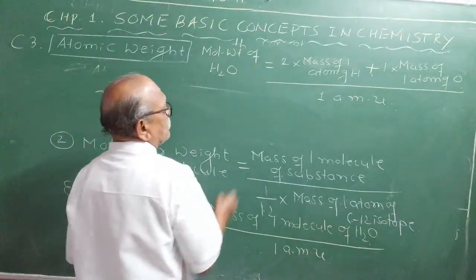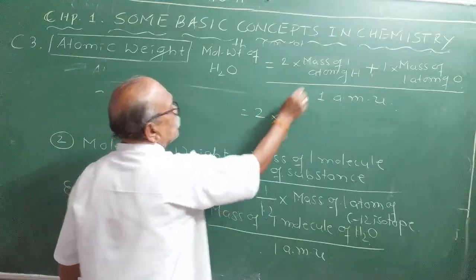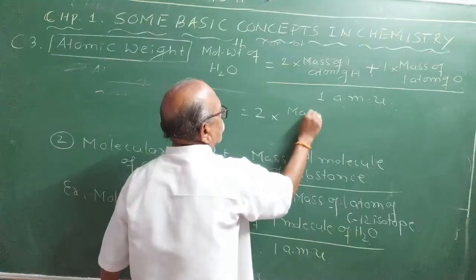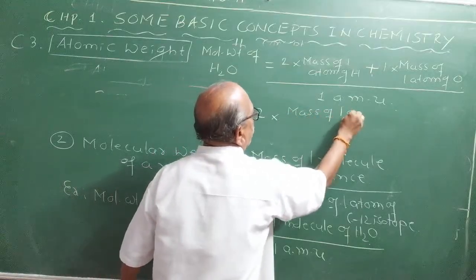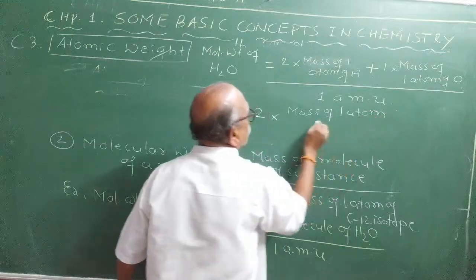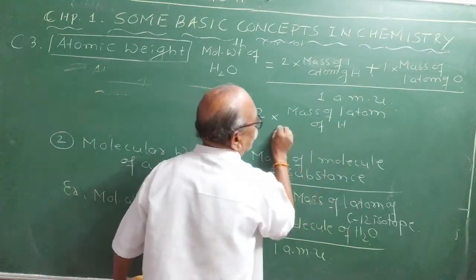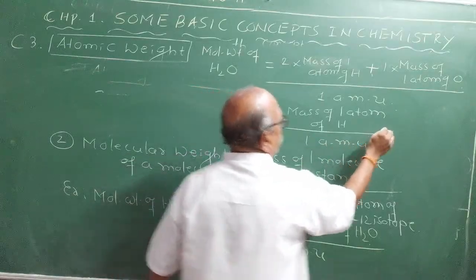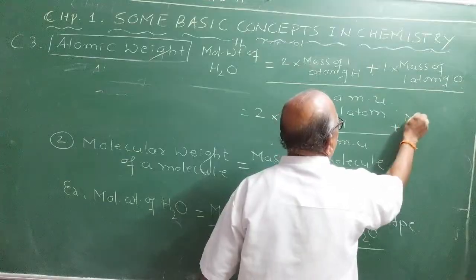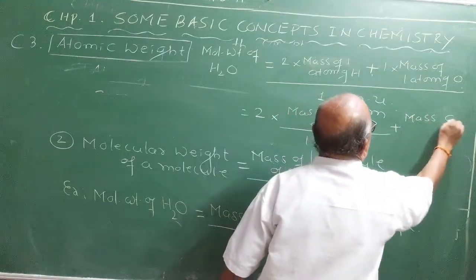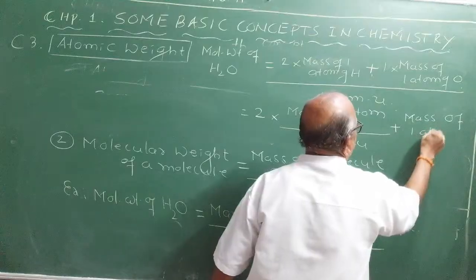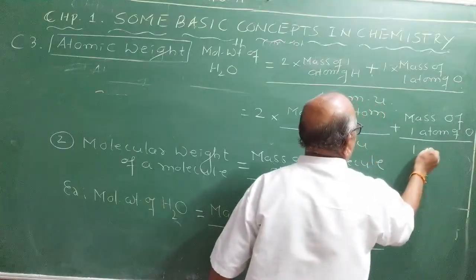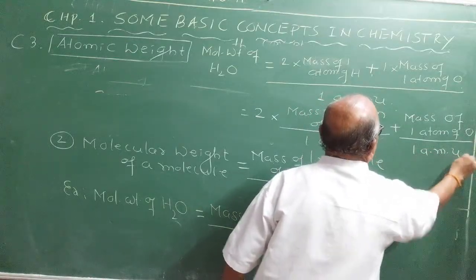Now let us divide this. Dividing by 1 AMU, what do you get? 2 into the mass of 1 atom of hydrogen divided by 1 AMU, plus the mass of 1 atom of oxygen divided by 1 AMU. Observe.